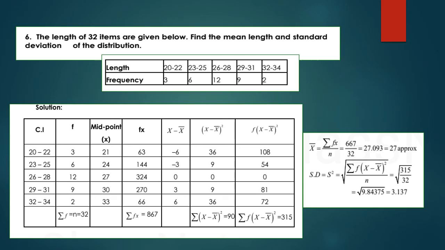Now we will multiply f and x. So 63, 144, 324, 270 by multiplying 30 with 9, and 33 multiplied with 2 we get 66. So summation fx is equal to 867. Now first we will find x bar, summation fx divided by n, which is 867 divided by 32, equal to 27.093. For the standard deviation, 315 divided by 32. After division and then taking the square root, we get 3.137.